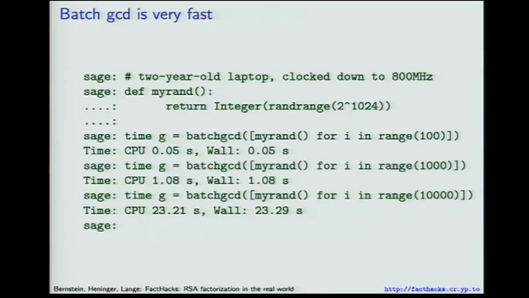Here's how fast these are. So on some 800 megahertz core, if you try this for, say, 100 random 1024-bit numbers, which it doesn't matter what the numbers are, it'll always run at the same speed, then that takes 0.05 seconds. If you have 10 times as many numbers, it takes about 20 times as long. And if you have another 10 times as many numbers, it takes about 20 times as long. And it keeps scaling up like that. So you can get to millions or tens of millions of numbers, and it still finishes in a reasonable amount of time. So amazingly fast algorithm.